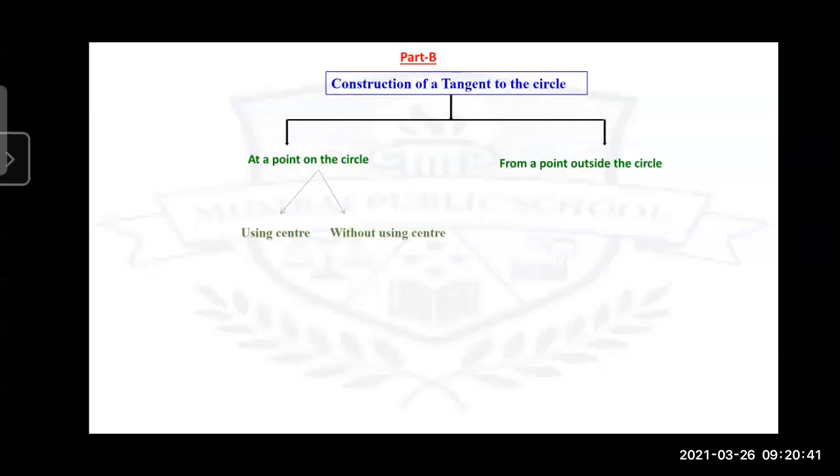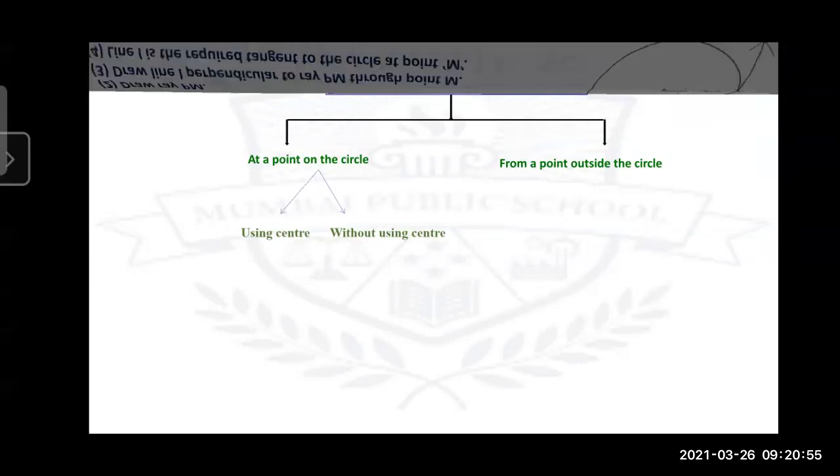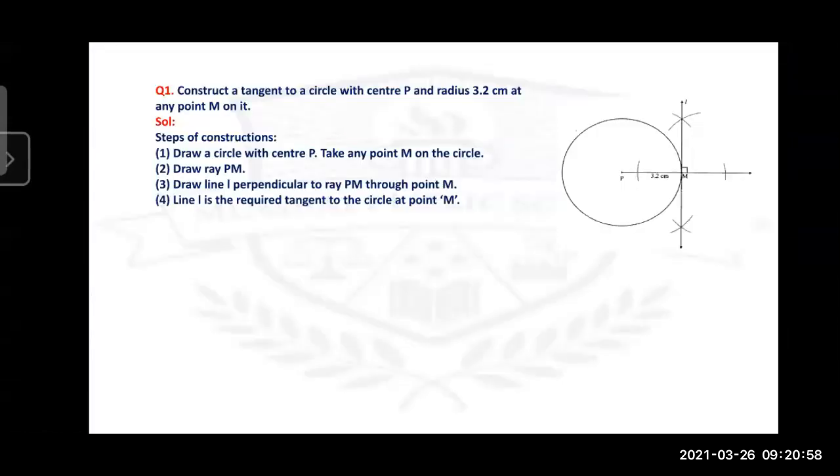Then part B, construction of a tangent to the circle. In this two conditions are there: a point on the circle and a point outside the circle. So for a point on the circle, there are two ways: using the center, and without using the center. Let's discuss one by one. Tangent to a circle. So for the tangent to the circle, we draw by using the center P. First we draw a 3.2 centimeter circle. M is the point, okay, and take it as a center and make arcs on both sides.